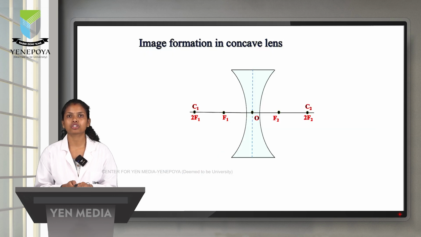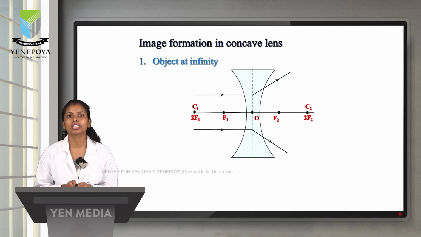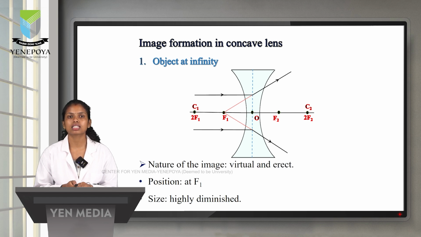Next, image formation in concave lens. The first case is object at infinity. When the object is very far from the lens, the parallel rays coming from the object diverge out and when extended appear to come from a point F1, that is the principal focus of the lens, where a virtual, erect and highly diminished image of the object is formed.